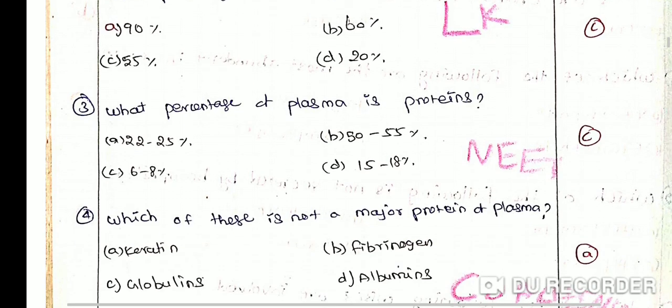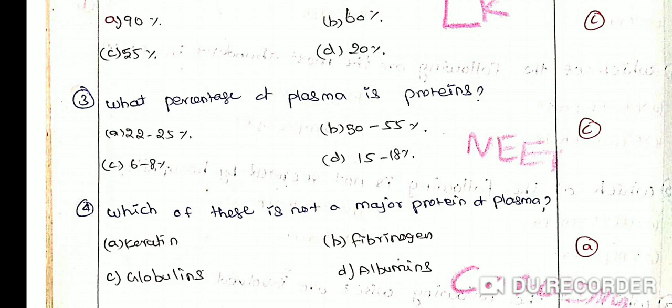What percentage of plasma is proteins? Option A 22 to 25%, option B 50 to 55%, option C 6 to 8%, option D 15 to 18%. The correct answer is option C, 6 to 8%. Plasma, which is an element of blood, constitutes 55% of it. Plasma is a straw-colored and viscous fluid. 6 to 8% of plasma is made up of proteins, while 90 to 92% of plasma is made up of water.